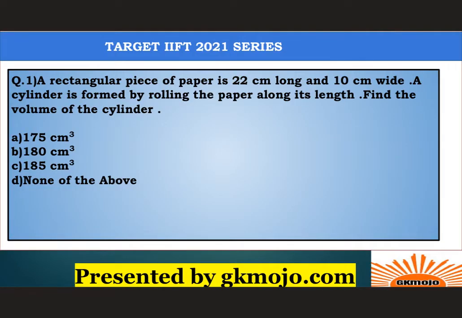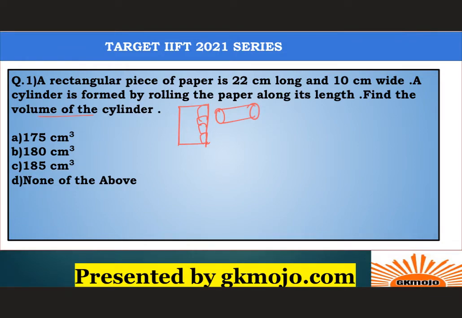A rectangular piece of paper is 22 centimeter long and 10 centimeter wide. A cylinder is formed by rolling the paper along its length. Find the volume of the cylinder. So there's this rectangular paper like this, and along its length, they have rolled it, so it would be something like this now. So basically what we can understand is that they have formed a cylinder out of it, and they're asking you the volume of such a cylinder.